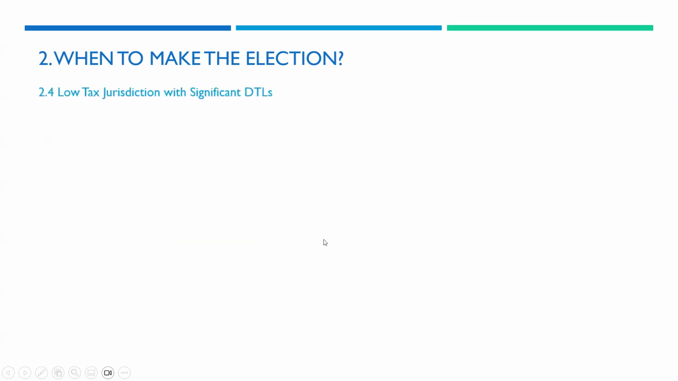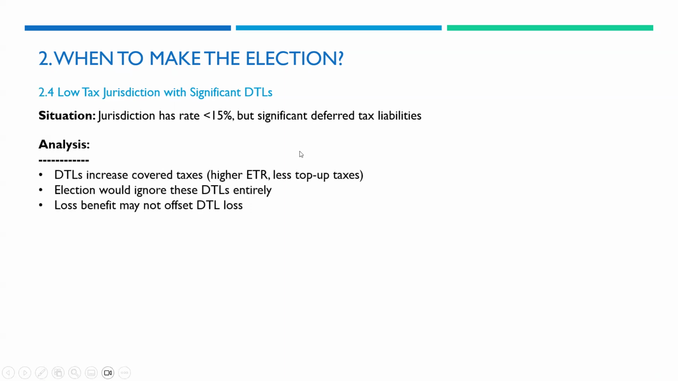Okay. So a low tax jurisdiction with significant DTLs, let's say just like 2.2, it's a low tax jurisdiction, but you have significant DTLs. Then DTLs increase covered taxes. Higher ETR means less top-up taxes. So you will lose your DTLs completely. Hence, you should not take this election. The election would ignore these DTLs entirely, and the loss benefit may not offset the DTL loss. So you should not elect in case you have major DTLs.